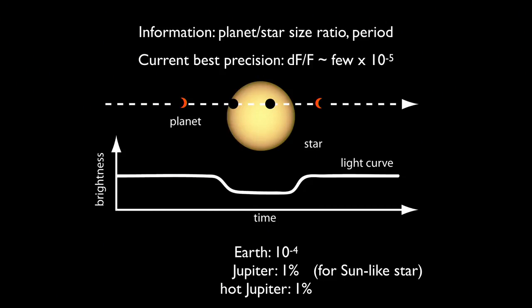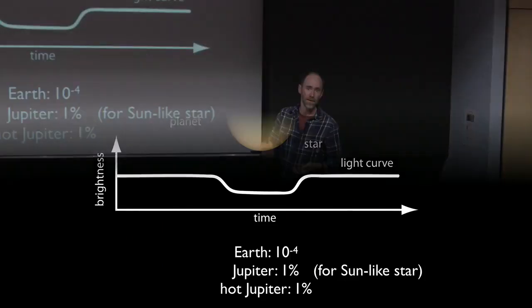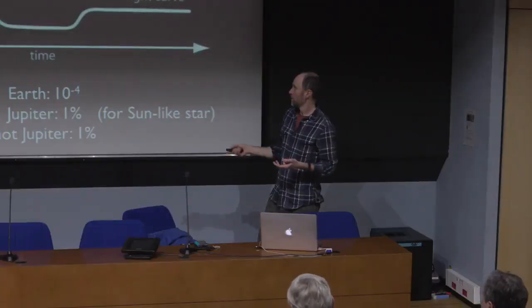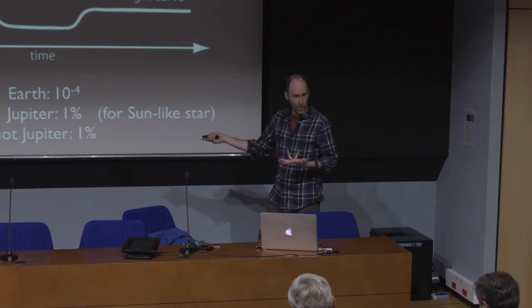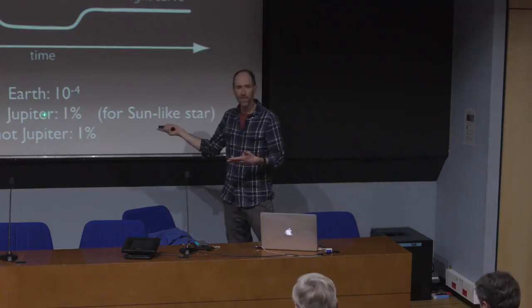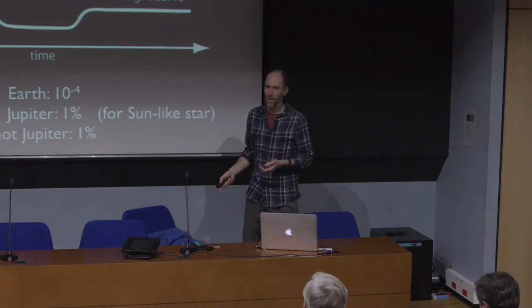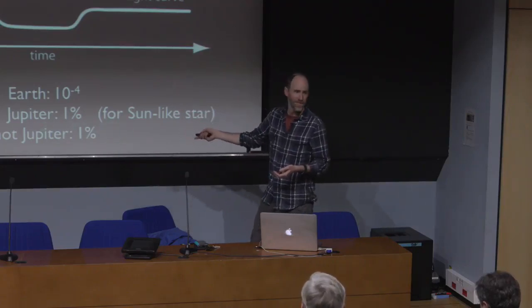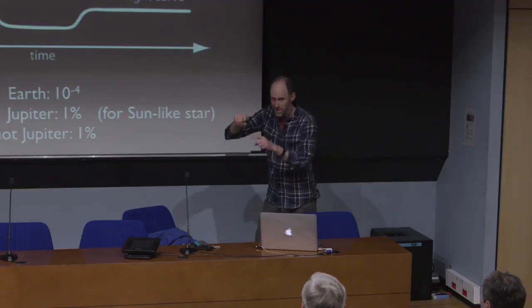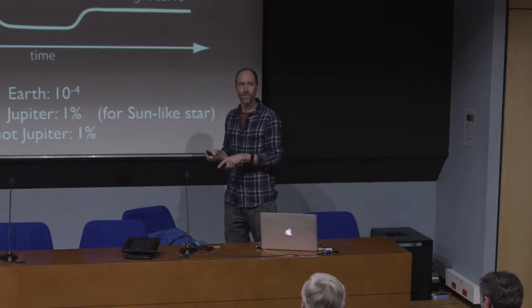You can measure that level of precision, which is what you need to measure things that are Earth-size around sun-like stars. So the Earth is about a 1 part in 10,000 blip in the brightness of the sun. Jupiter is about 1%, and a hot Jupiter is also 1% because it depends on the size of the planet, not where it is. Right? A hot Jupiter would repeat much faster than a Jupiter, but the amplitude of the dip would be the same.